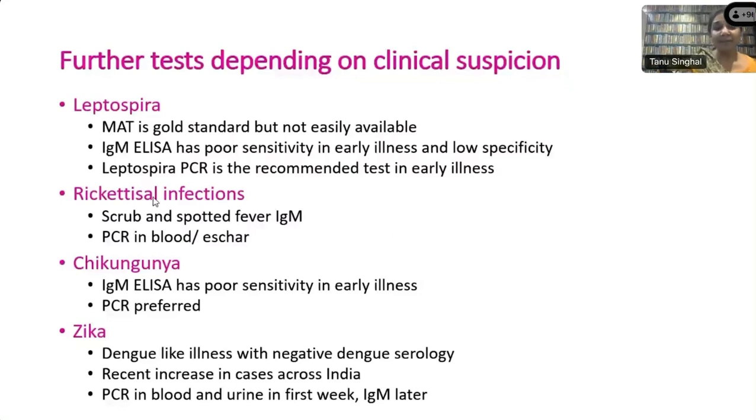But unlike leptospira, where the PCR is a good test, for rickettsia, we don't have that much data or good tests available in the clinical domain. For chikungunya, again, your IgM chikungunya sensitivity is low in the first week of the illness, and chikungunya PCR is the preferred test. And remember about Zika, which you should suspect if a patient has a dengue-like illness and is negative for dengue or for chikungunya. In these cases, you have to do a specific PCR in the blood or urine for Zika.